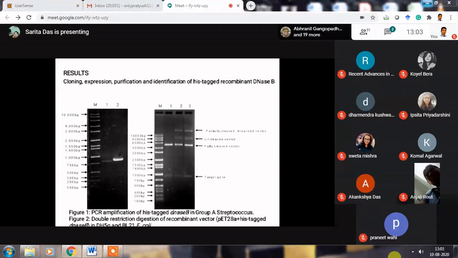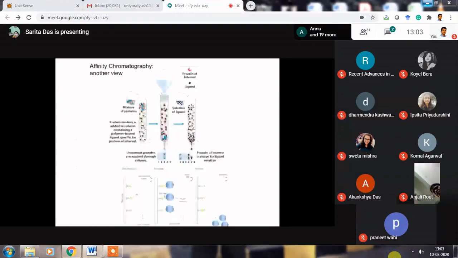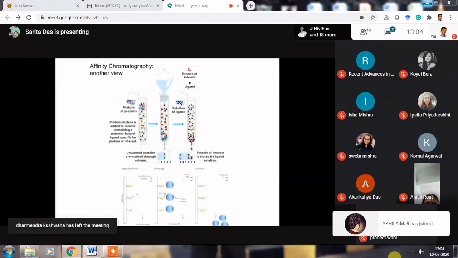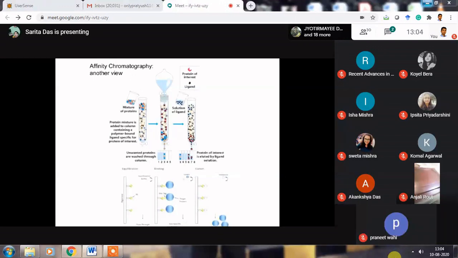So this proved that recombination has taken place and our gene is in correct orientation. This figure depicts the nickel sepharose, or any metal immobilized metal affinity chromatography. You can see here at the bottom our recombinant protein, or our protein of interest, gets attached to the positive cations, and then when you use the elution buffer they get eluted and can be collected and then concentrated.